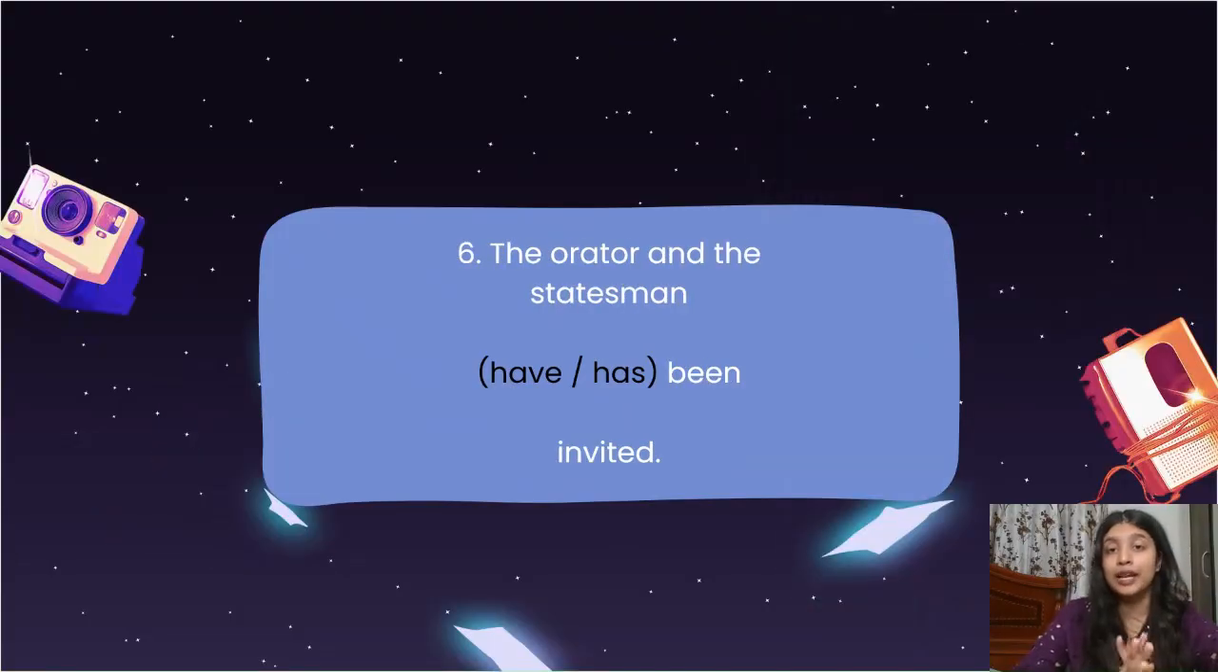The orator and the statesman dash been invited. So the answer for this is have. Why? Because when two subjects, two persons or two different things, are linked by and, then the verb also becomes plural, and so in that case you will use have.